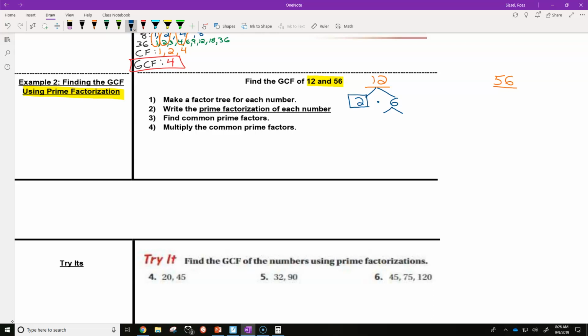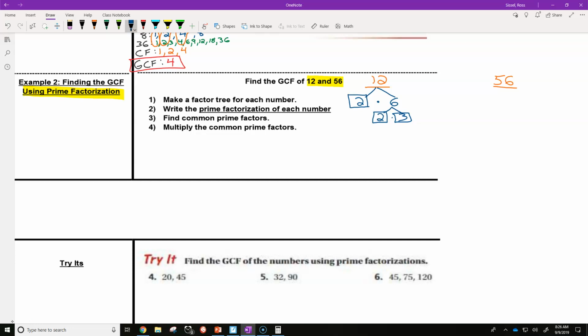So we get a new factor pair. What's a number that goes into 6? What's the multiplication problem? Grace? 2 times 3. 2 is prime. 3 is prime. Oh, I'm done.